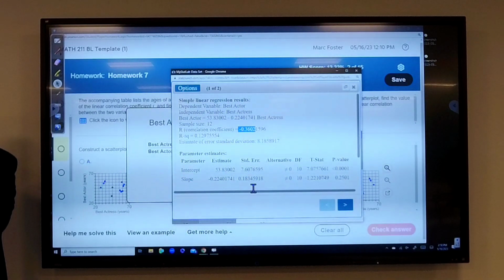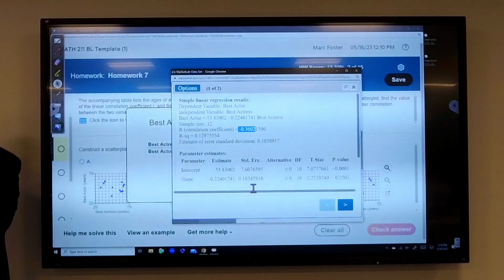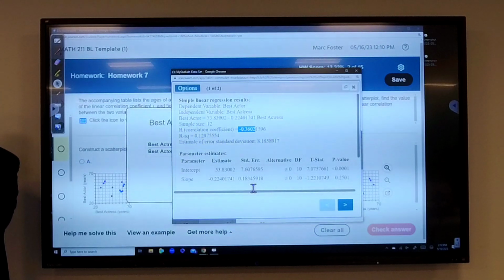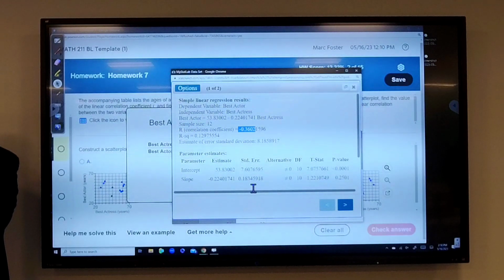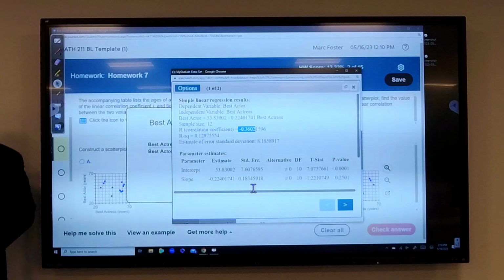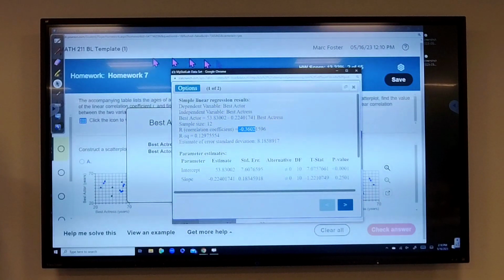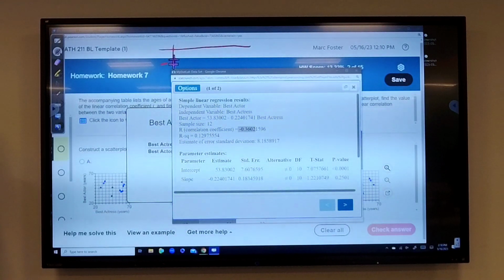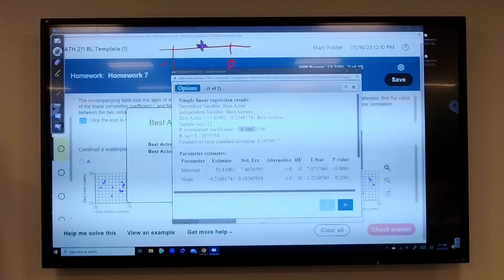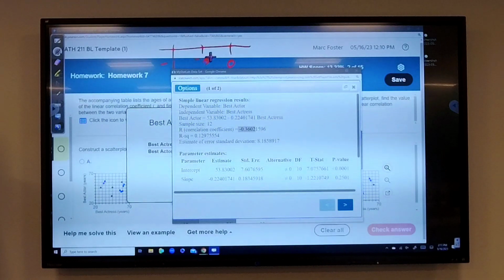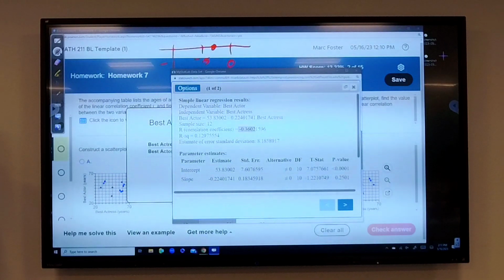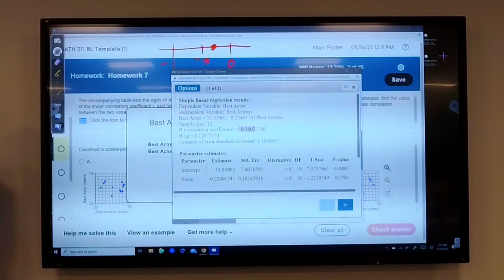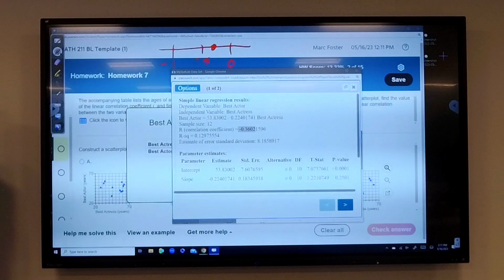The halfway point between 0 and -1 is what? Negative 0.5. You know this. It's negative 0.5. That's the halfway point. And so, is it closer to -1 or 0? Right there is negative 0.5, and over here is negative 0.36. It's closer to 0 than it is to -1.